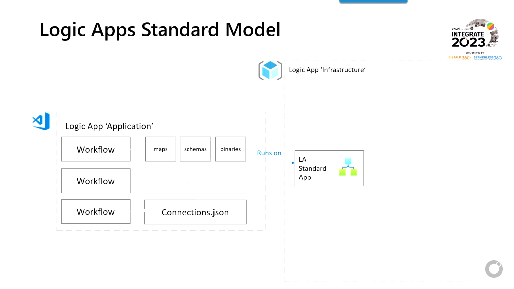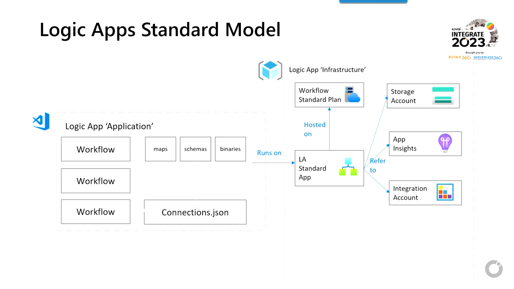This package, when you're deploying, is going to be running on what we now call a Logic Apps Standard application, which is hosted on a Workflow Standard plan. You can have multiple applications running on the same plan, and then define your capacity based on that. The application also has references to other Azure components that help us run, like the storage accounts, Application Insights for your telemetry, and, depending on the case, an integration account, if you want to move some of those schemas and maps to an external resource so they can be shared across multiple applications.